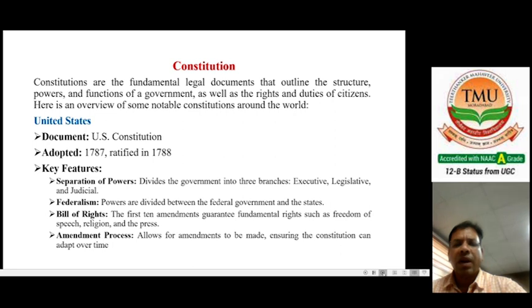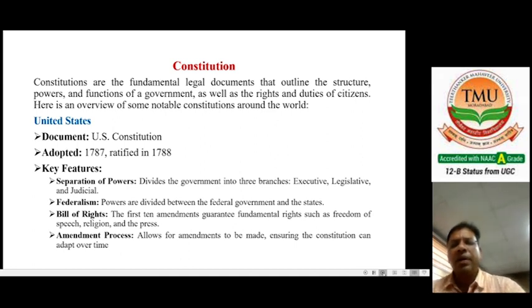That means when we are talking about constitutions, a constitution is a supreme legal document that outlines the structures, powers, and functions of the government, as well as the rights and duties of the people. First, an important description of the United States constitution, which was adopted in 1787 and ratified in 1788. And the main key feature of the USA constitution is separation of powers.